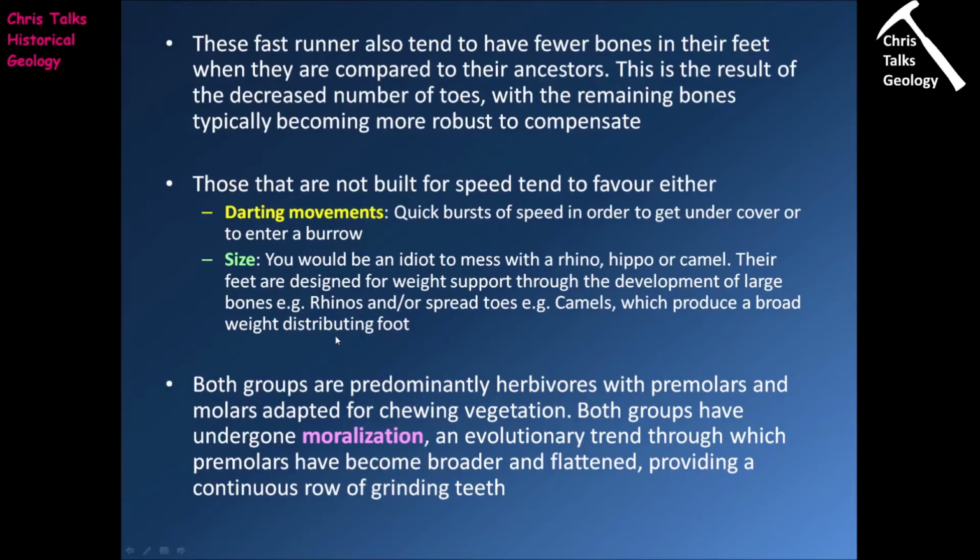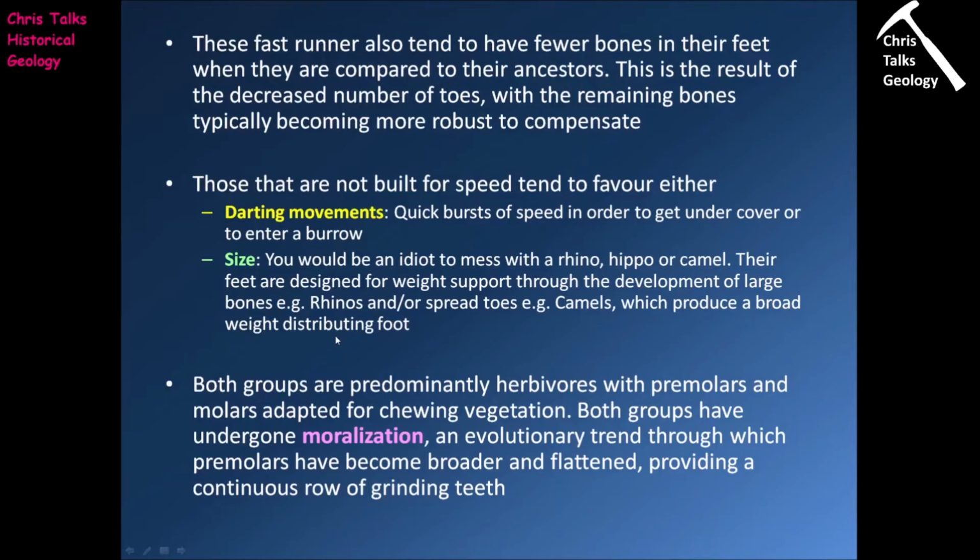The fast-running ungulates tend to have fewer bones in their feet when compared to their ancestors, and this is primarily the result of the reduced number of toes. Now, this means the remaining bones will typically have to become more robust because they need to compensate for the fact that they're carrying more weight. So typically you will see the bones become bigger and chunkier.